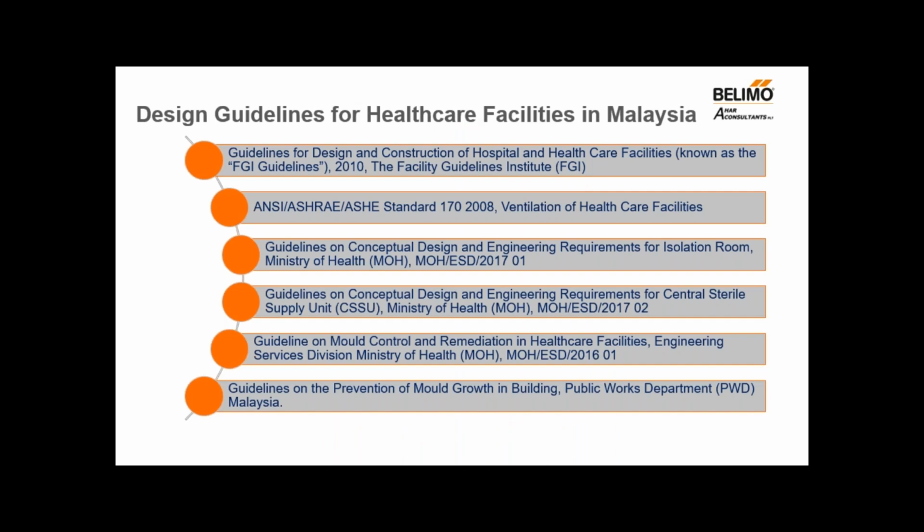These are some guidelines that we use when designing air conditioning systems for health facilities in Malaysia. Guidelines for design and construction of hospital and healthcare facilities, known as the FGI guidelines, from the Facility Guidelines Institute.